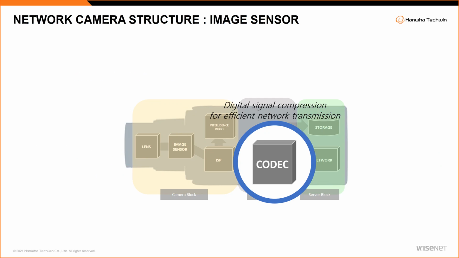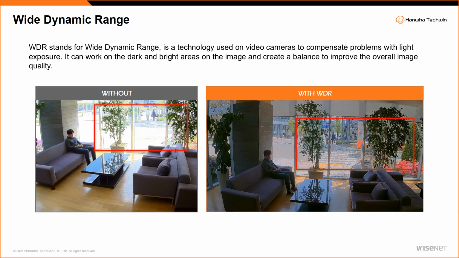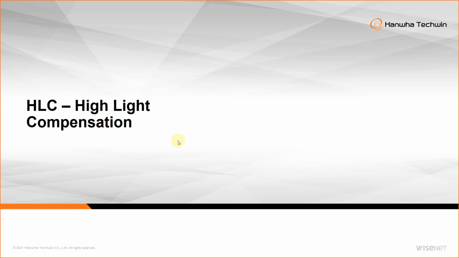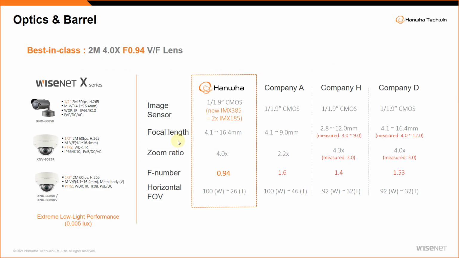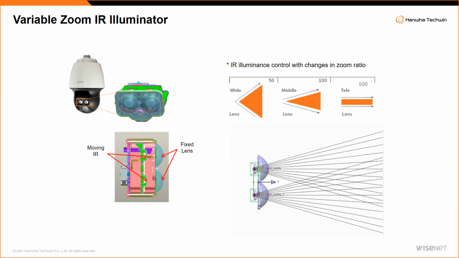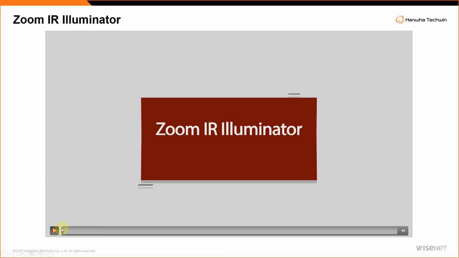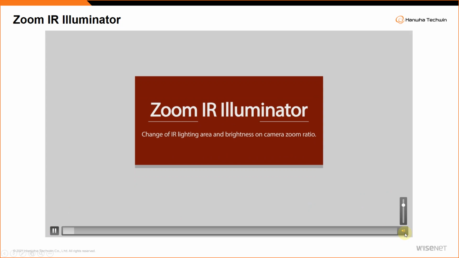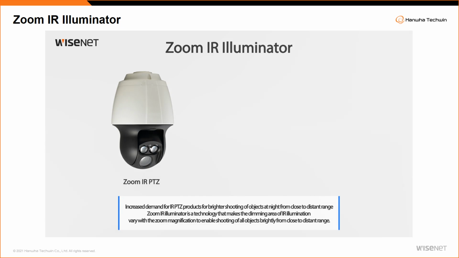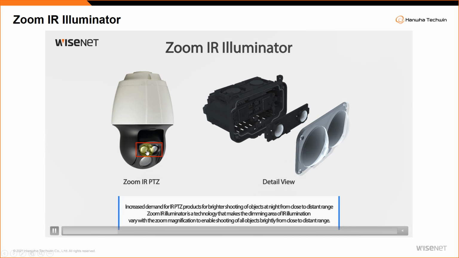Okay, and let's go forward. We talked about WDR, highlight compensation. We talked about low light. We talked about illumination again. Zoom IR. This is the concept where the IR beam zooms in with respect to the zoom of the camera, especially for PTZ. There is a lens and there is an IR LED.